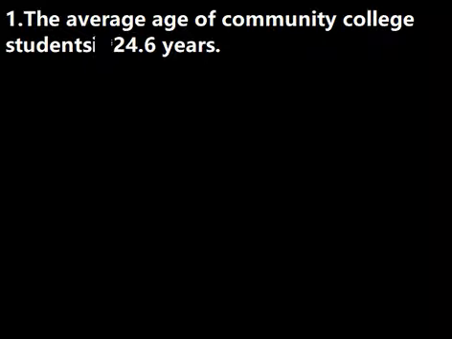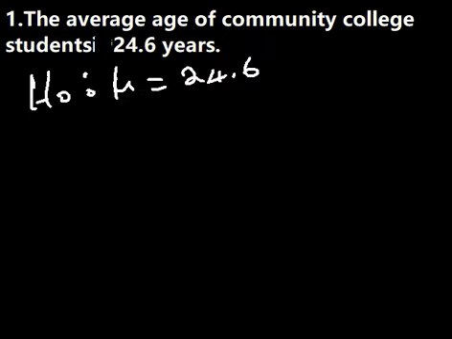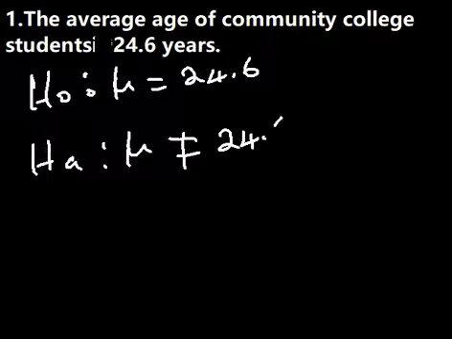So now the null hypothesis, given as H naught, is mu is equal to 24.6. And what is the alternative hypothesis, HA? Some books present it as H1, but it is the same. So if this is the case, then the alternative hypothesis will be expressed as mu is not equal to 24.6.